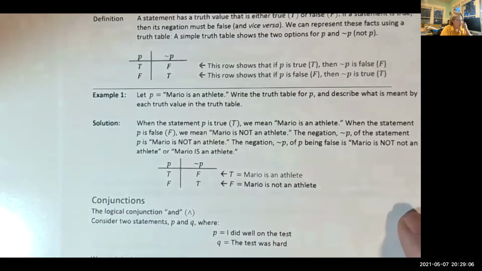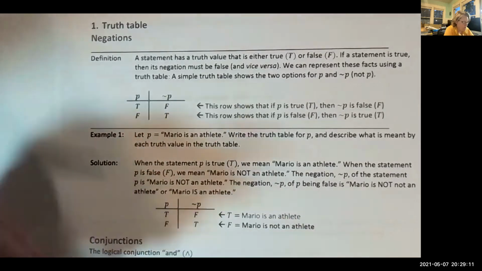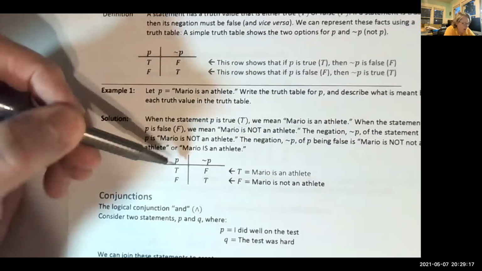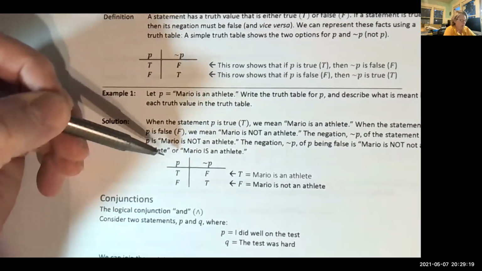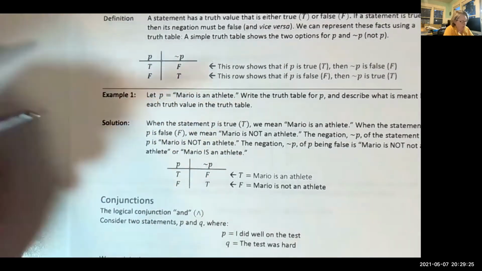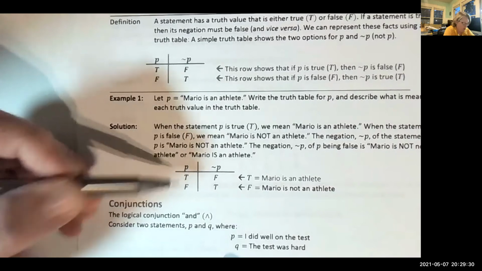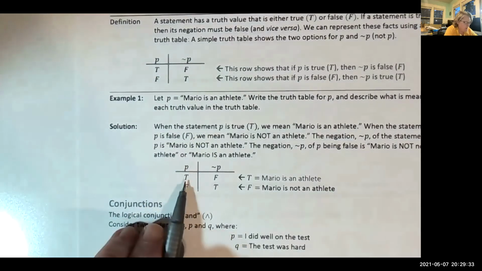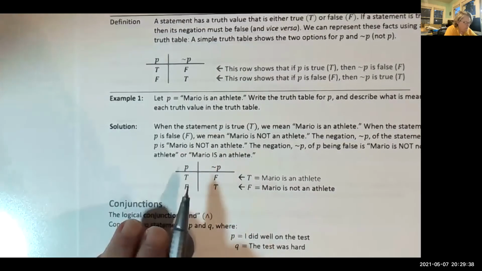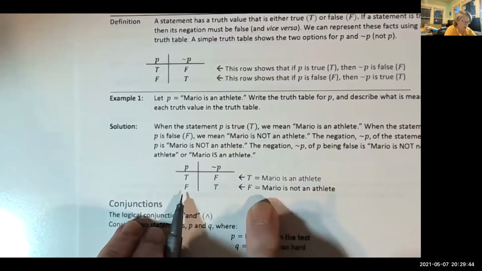So let's look at an example. If Mario is an athlete as P, then we're going to write the negation truth table for P. That means we're going to write every combination of true and false for P and every resulting combination for not P. And in general, if you've got one variable, you're going to begin with true and then false. If P is true, then not P is false. If P is false, then not P is true. So for this first line, we would have Mario is an athlete. In the second row, Mario is not an athlete.